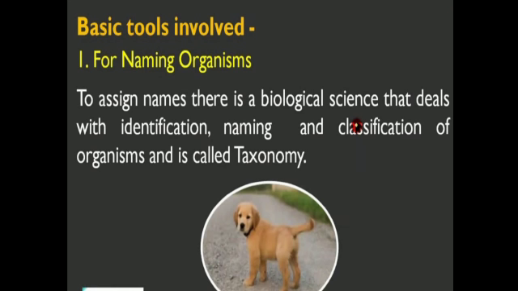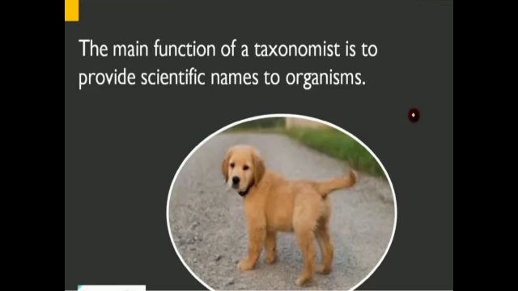To assign names, there is a biological science that deals with identification, naming, and classification of organisms, and it is called taxonomy. So, it gives us the identification of the organism, its naming, and classification. The main function of a taxonomist is to provide scientific names to organisms. Taxonomists are those persons who provide scientific names to organisms.